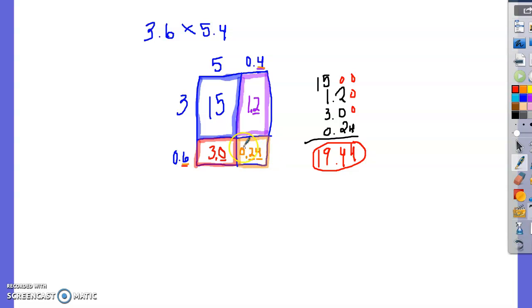Make sure again that you're keeping track of those decimal points when you're multiplying, to make sure that they end up in the correct place values.